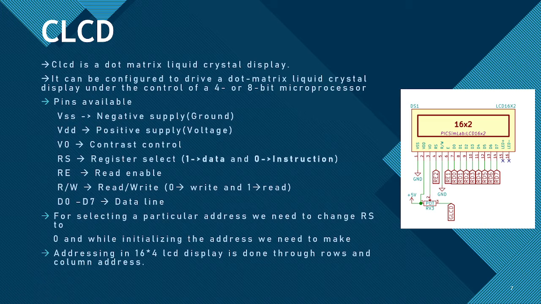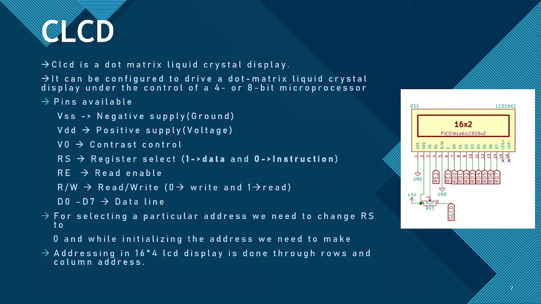Here RS means register select. If you are giving 1 to it, then we can input the data or take out the data. And if you are giving 0, then we are providing instruction to the CLCD. These instructions can be, for example, to clear the screen or to clear the screen and turn on the cursor. The next pin is RE, that is read enable. If this pin is not 1, then RS and RW value will never be considered. So this value needs to be 1 for the consideration of RS and RW value.